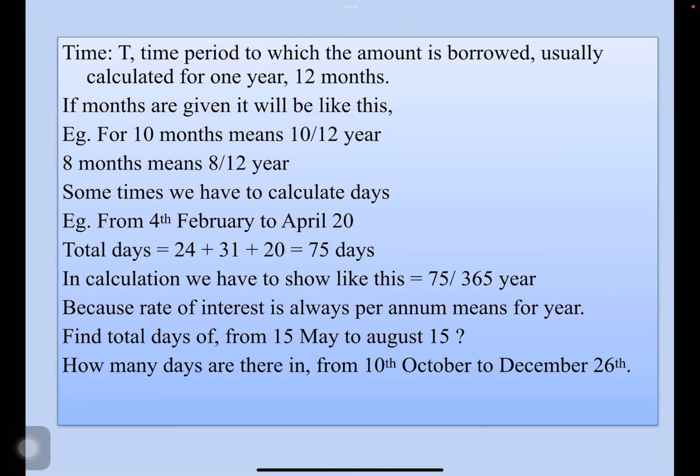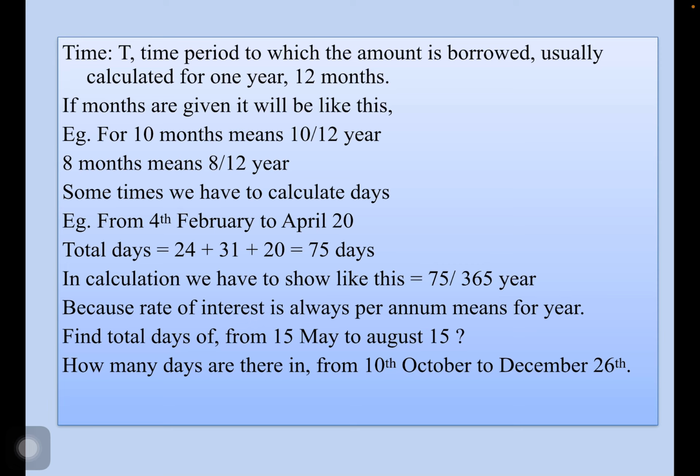Then the next important one is time. Time is represented by capital letter T. It is the time period for which the amount is borrowed, and usually calculated for 1 year, because you already learned per annum. So, 1 year is 12 months. Please listen very carefully. In the problems, the T part is given in three different ways. First, they will give directly 2 years, 1 year, no problem, you can directly do the problem.